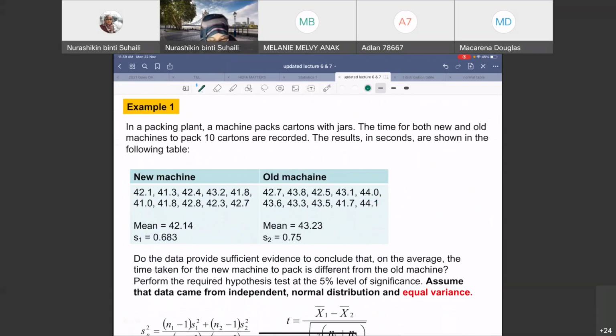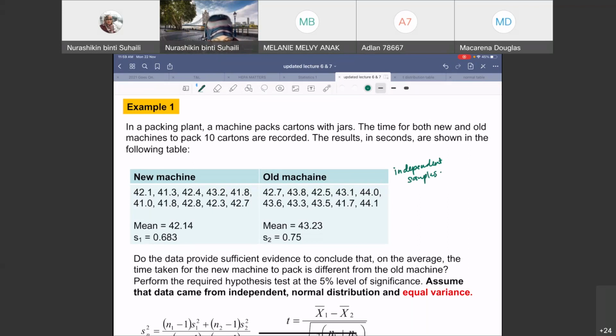In a packing plant, a machine packs cartons with jars. The time for both new and old machines to pack 10 cartons are recorded. The results in seconds are shown in the following table. So these are the 2 samples. And these are independent samples because it's not mentioned that we have to relate one sample with the other sample. So this is independent samples.